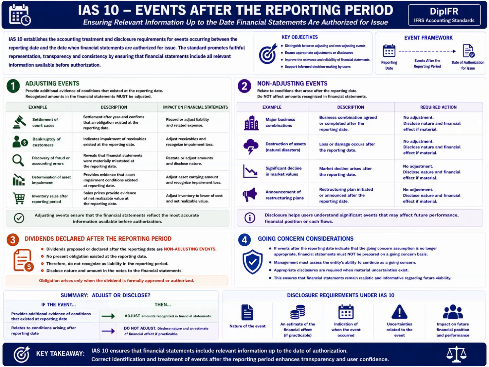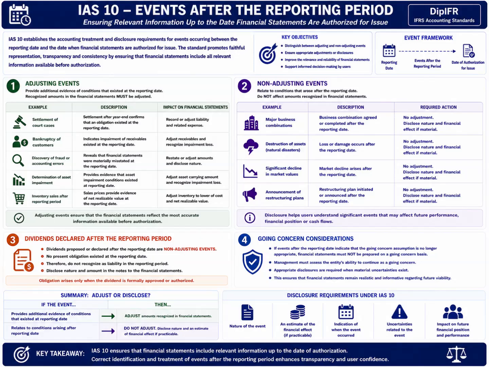Non-adjusting events after the reporting period relate to conditions that arose after the reporting date and therefore do not affect amounts recognized in the financial statements. Because these events did not exist at year-end, entities do not adjust reported figures. Examples include major business combinations, destruction of assets caused by natural disasters occurring after reporting date, significant declines in market values arising after year-end, and announcements of restructuring plans initiated subsequently.